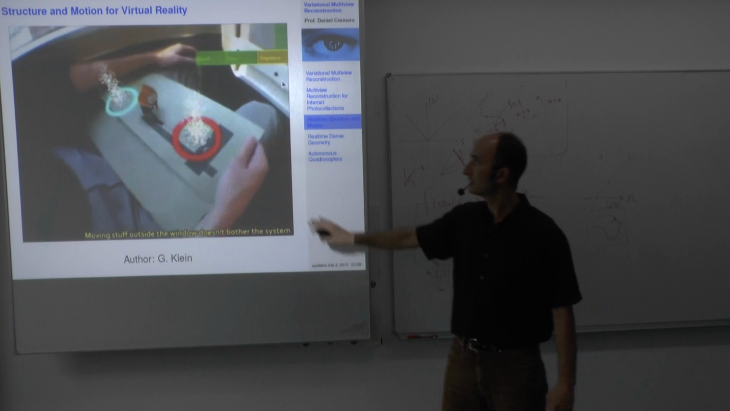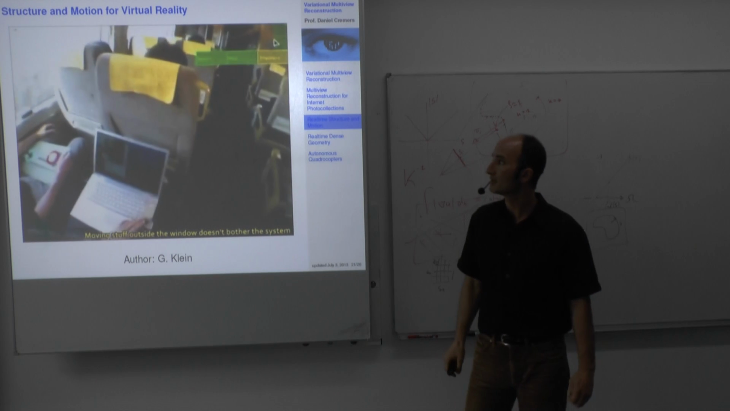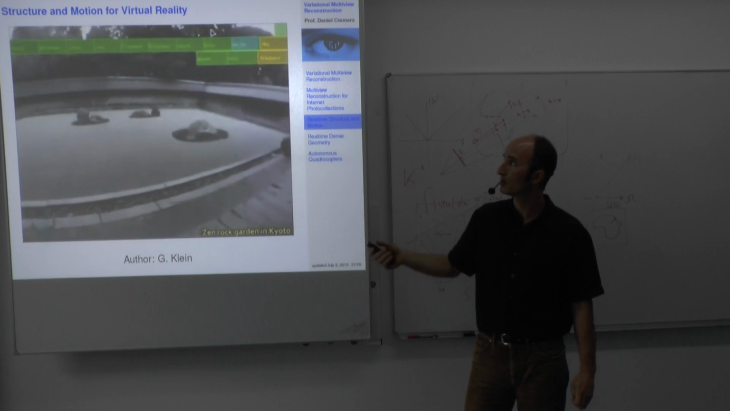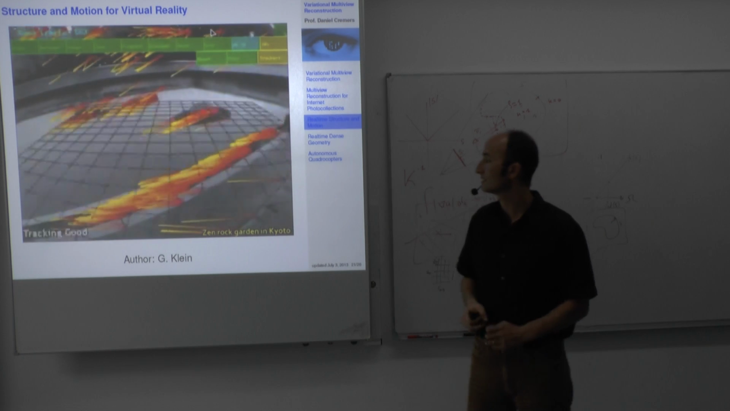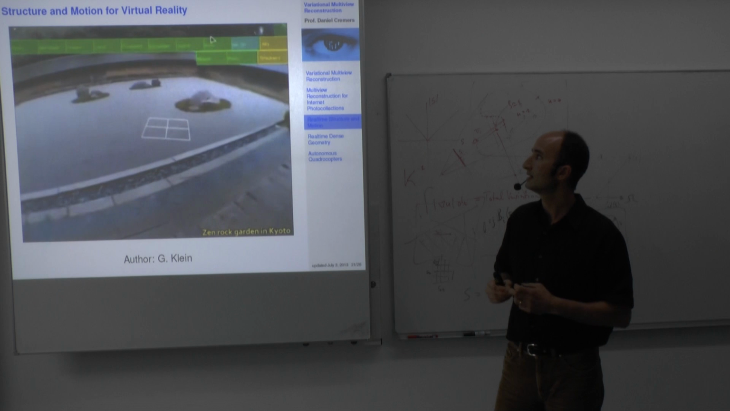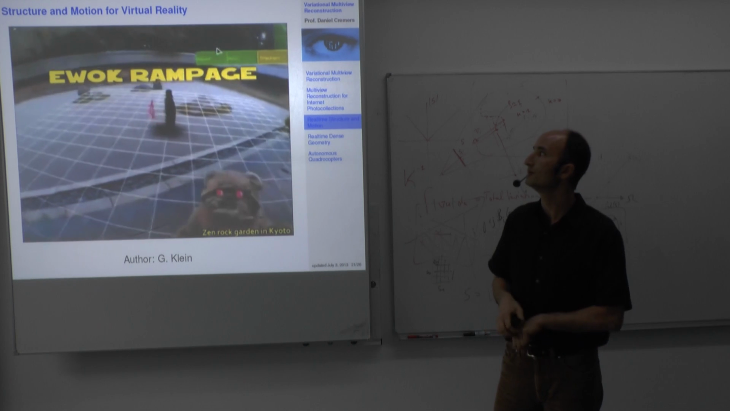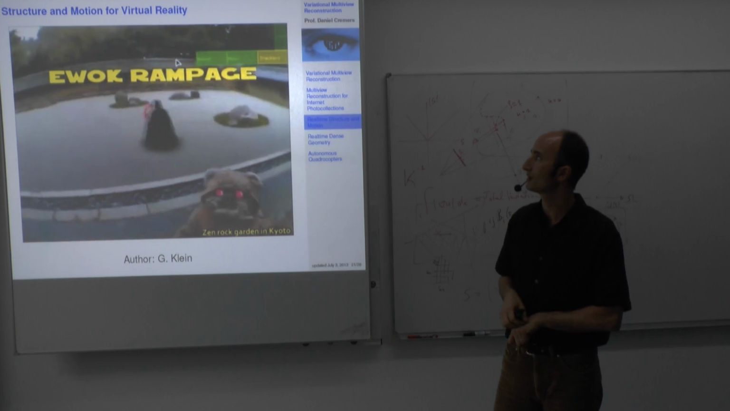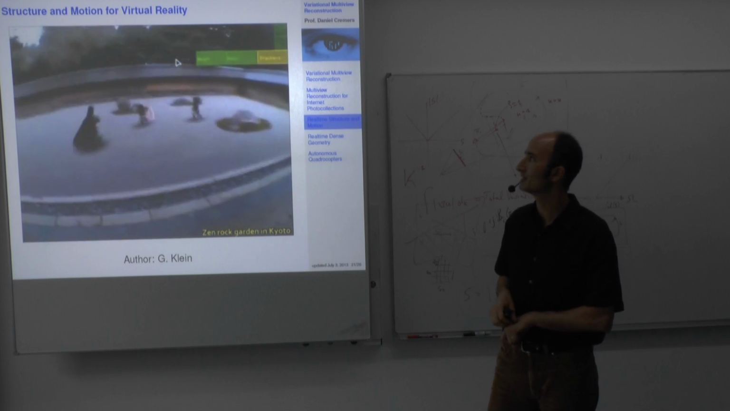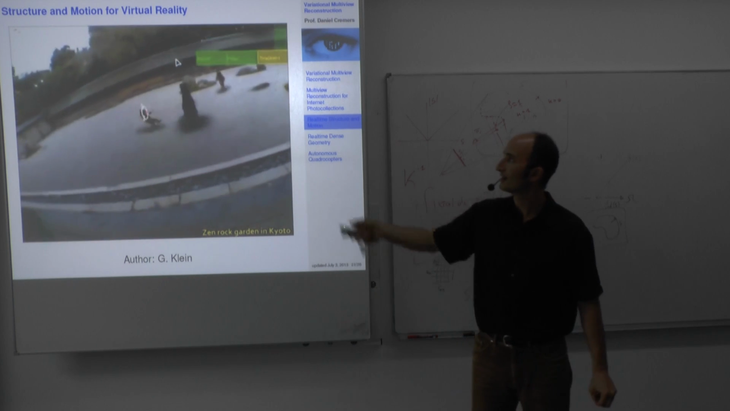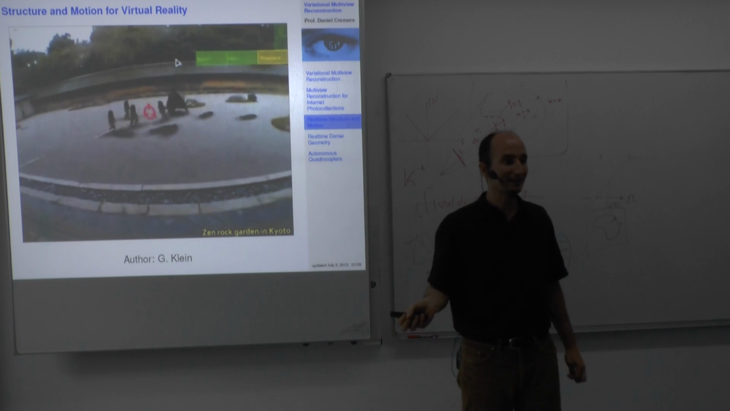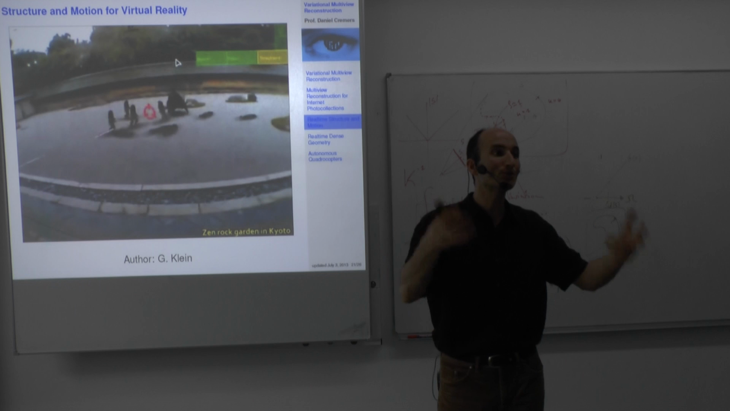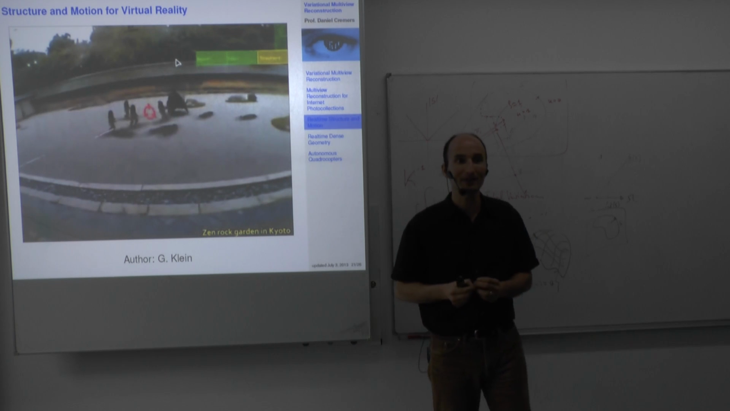And we see that structure and motion algorithms, if they're real-time capable and robust and accurate, you can do tons of things. This is a stone garden in Kyoto, and here he has a handheld camera, and in real time he can superimpose his favorite Ewok rampage. So there's Darth Vader fighting the Ewoks, and it really looks, you've all seen that in Hollywood movies, right? They can superimpose characters into real videos.